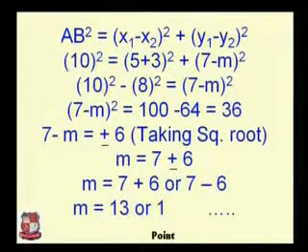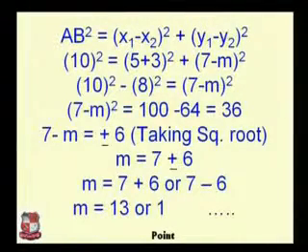Now 10 square, and 5 plus 3 is 8 square, which is moved to the left hand side. So we get 10 square minus 8 square, which is equivalent to (7 minus m) square. So we have (7 minus m) square is equal to 100, which is the square of 10, minus 64, which is the square of 8. Now 100 minus 64, we get 36.